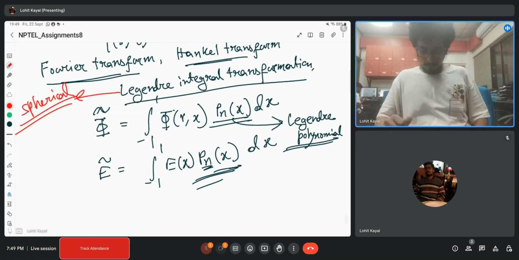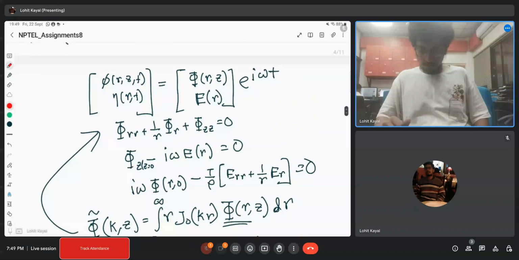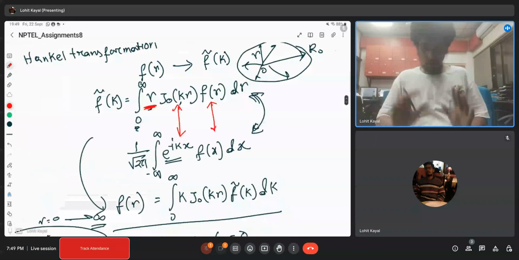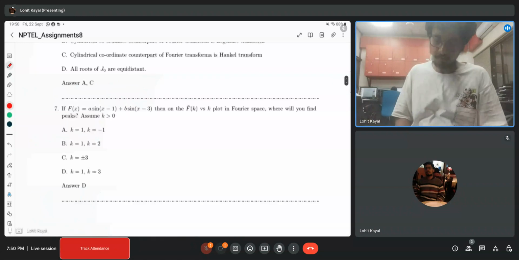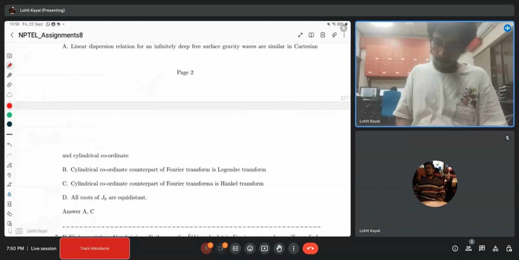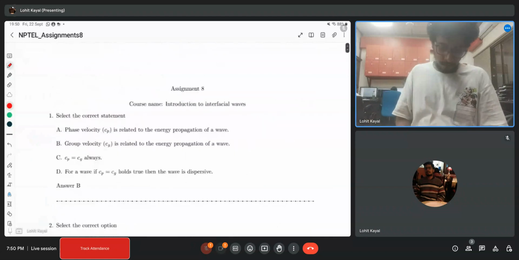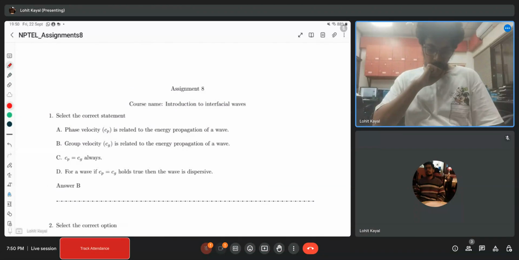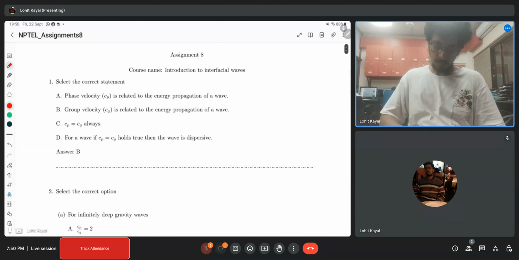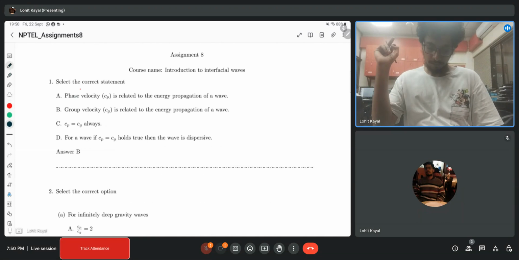So now what we can do? We have discussed a sufficient amount regarding the Cauchy Poisson problem. So now let us solve some example problems. Okay. So we will solve the questions on assignment 8. First question: select the correct statement. Phase velocity Cp is related to the energy propagation of a wave.